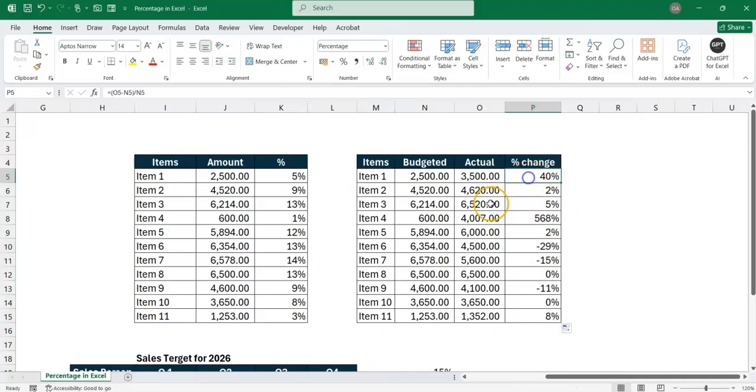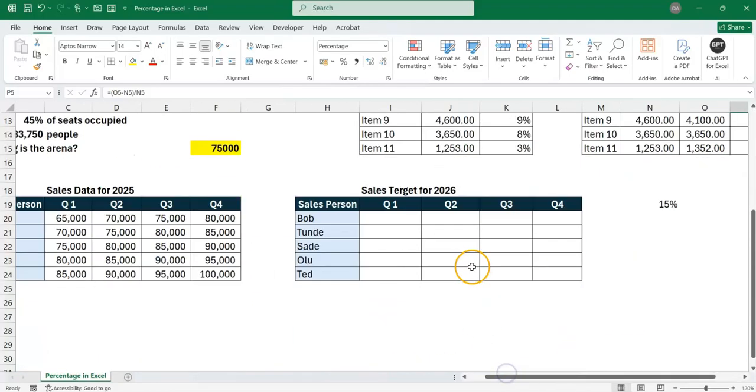down. Then we see that we have a budget of 2005. We ended up spending 3005. The percentage change is actually 40%, and all of the others like that. So that is how to calculate percentage change. You take the new minus the old, and then you divide it by the old price. That is another example. Now let's look at another example here.